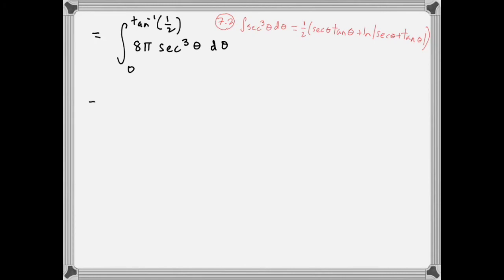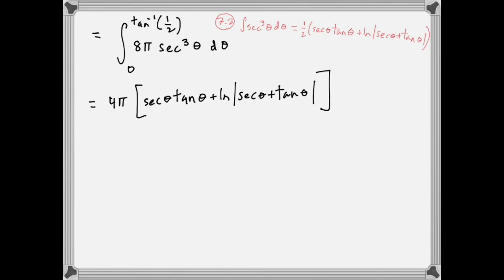And so what we're going to get as our answer is, because we have a 1/2 there, if I divide 8 pi by 2, I get 4 pi times secant theta tan theta plus the natural log of the absolute value of secant theta plus tan theta, and I'm going from 0 to arc tan of a half.